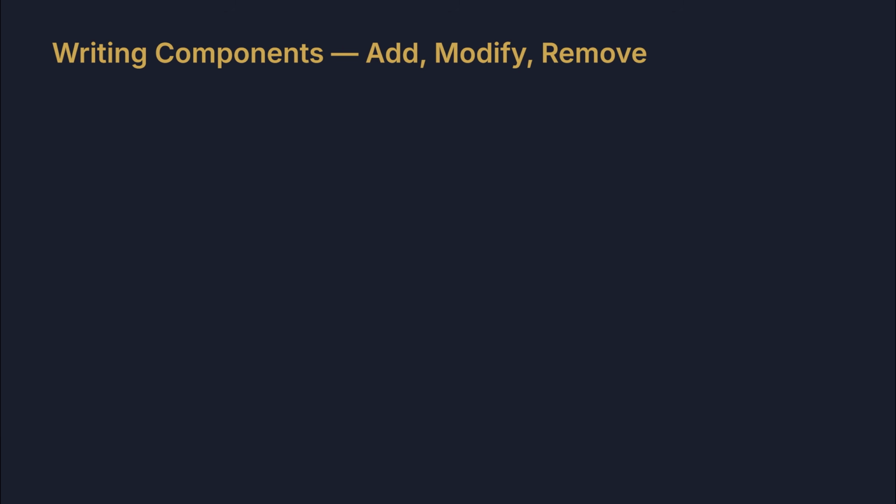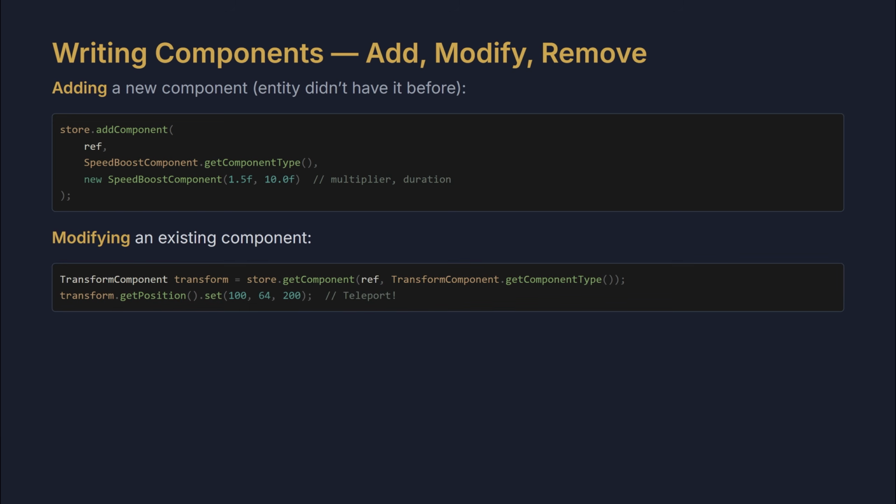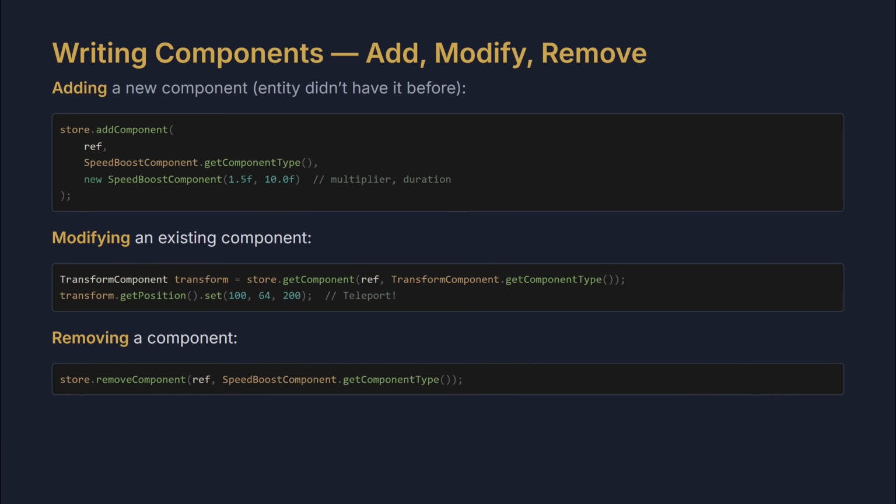So what about writing components? Add, modify, remove. So adding a new component looks like this. The entity didn't have it before. Modifying an existing component looks like this. And removing a component looks like this. So as you can see, it's relatively straightforward.